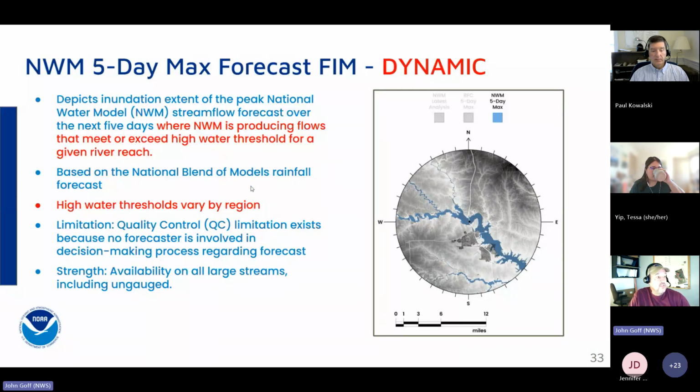Limitation, you're doing this for broad areas of the country that are under high flows, so we don't have somebody sitting at the water center tweaking this on every little creek and stream. So there's limited human involvement. The model runs, it puts the FIM out. Of course, they tweak the model and give updates a few times a year, but they're not doing this on a daily or hourly basis. But the strength is it's available everywhere, gauged or ungauged.